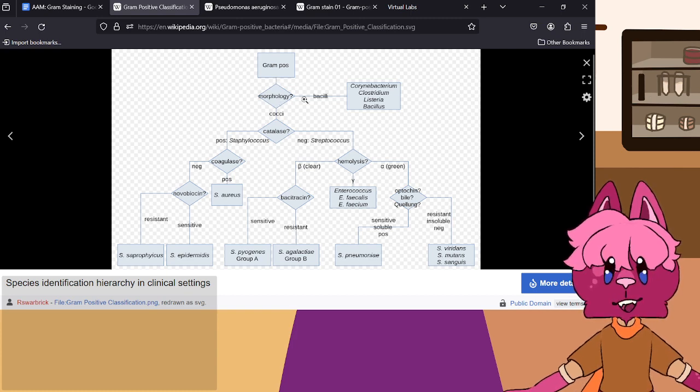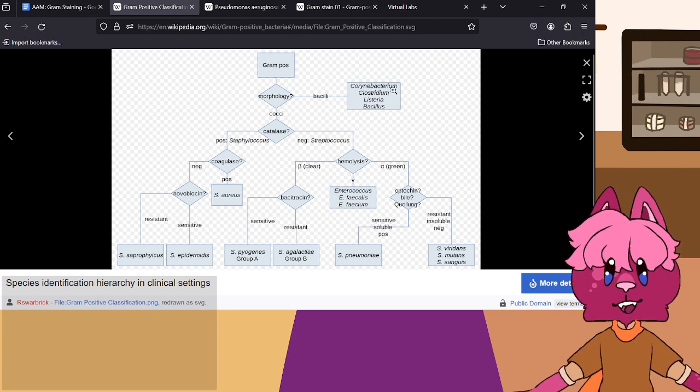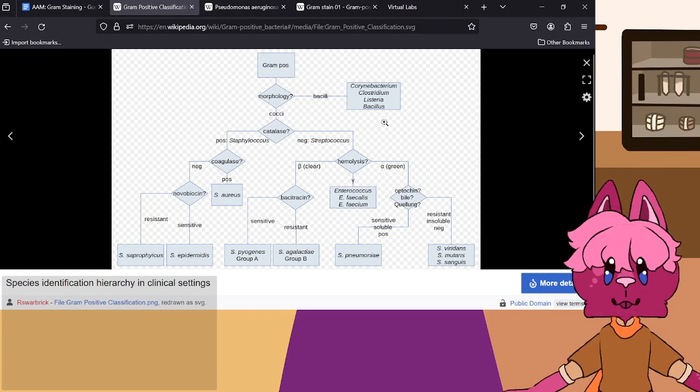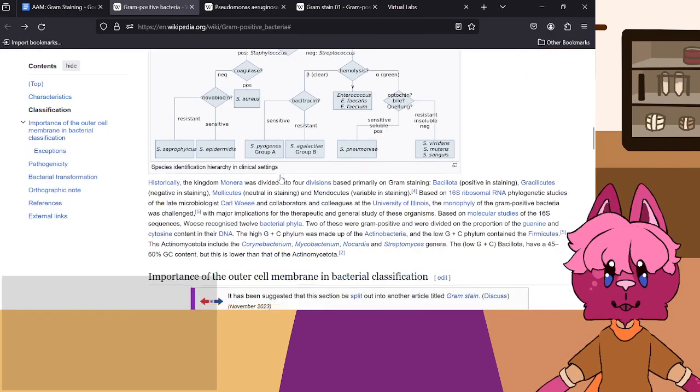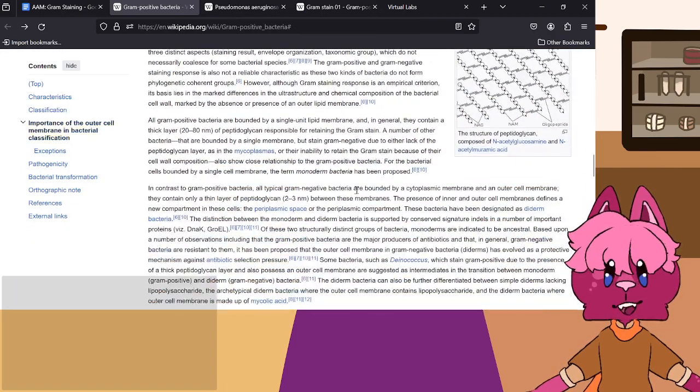And if you're wondering what morphology is, it's the shape. We just kind of talked about that earlier. Bacilli are these rod shapes. So Bacillus, Listeria, Clostridium, and then Corynebacterium. While cocci are those ball shapes. I don't know if you're hearing that, I'm sorry.